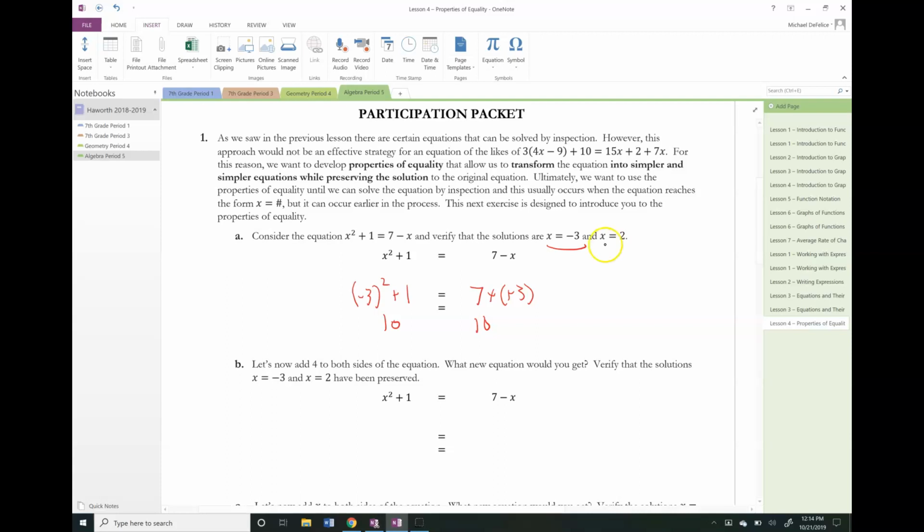Likewise, we can also check 2, x equals 2. This one also works because 2 squared plus 1 equals 7 minus 2. Right? They both give me the answer of 5.